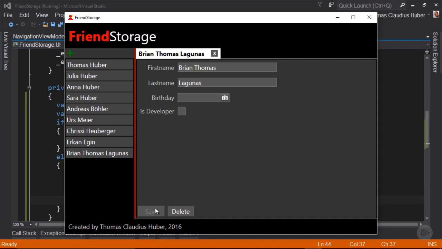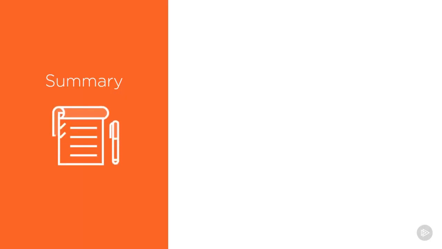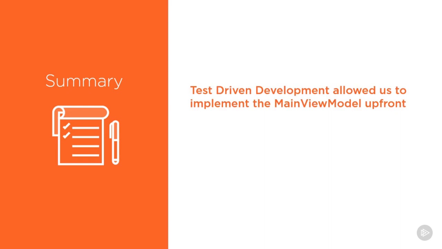Let's wrap up now what we have done in this module. In this module, we have tested and implemented the logic to add a friend in the friend storage application. Now in this summary, I want to sum up two points about test-driven development that we have seen in this module. Test-driven development allowed us to implement the main view model up front. We have added the add friend command property to the main view model, and we were able to test the logic of this command in the main view model class.